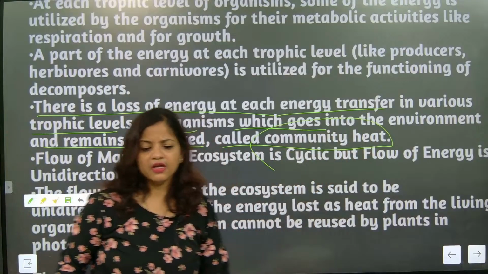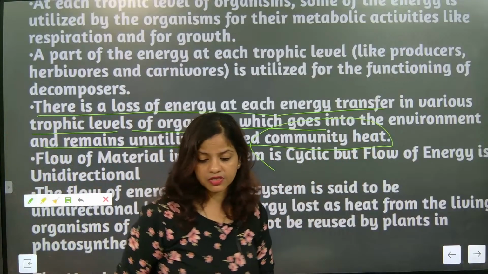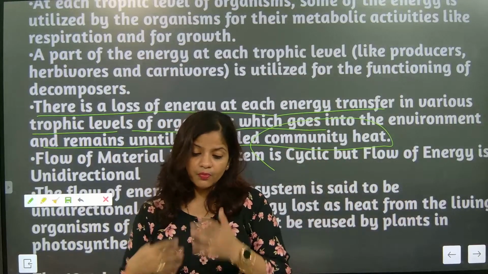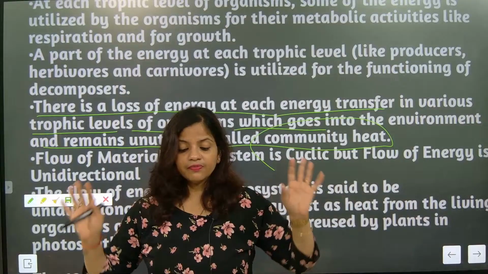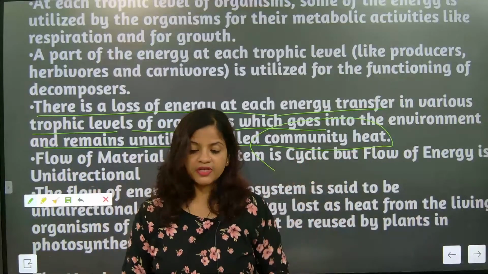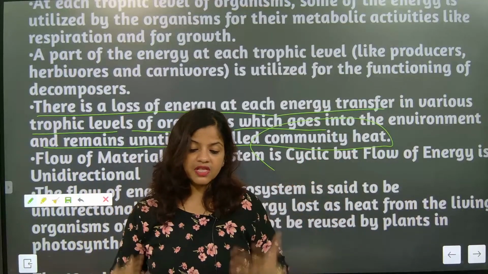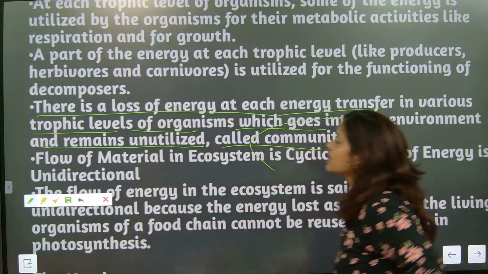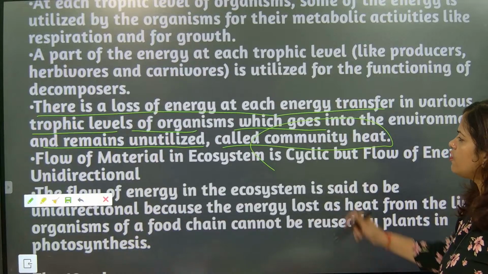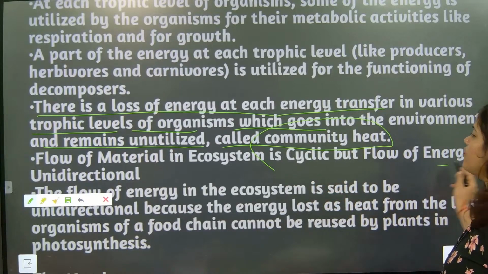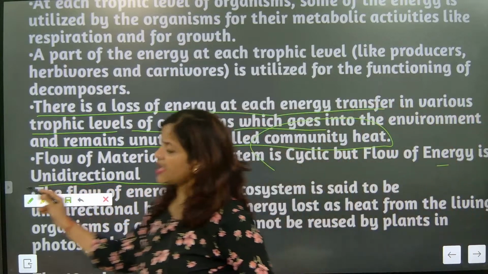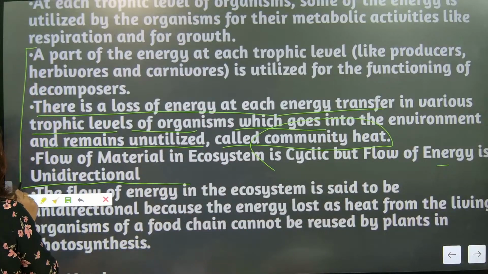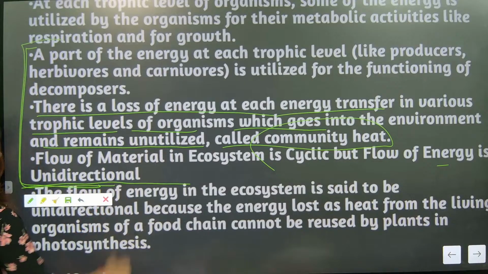So definitely, beta, some of the energy will get lost. If one organism is eating another organism or the decomposers are decomposing the organism, at that particular moment the energy will be released. This energy released in the form of heat will go as community heat. You remember this one. So the flow of material in the ecosystem is cyclic, but the flow of energy is unidirectional. This is very, very important. They ask this question. These three sections are very, very important.